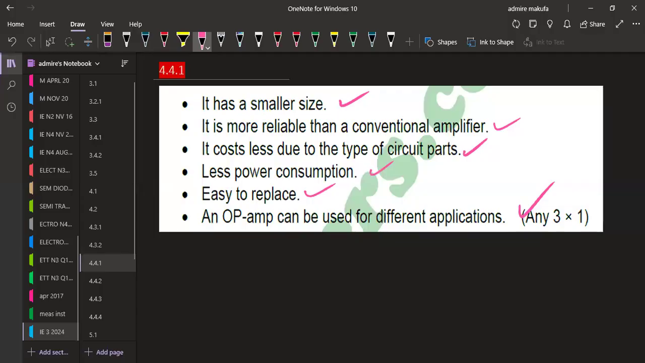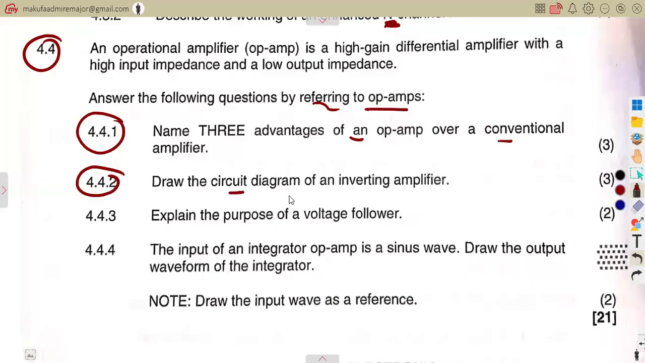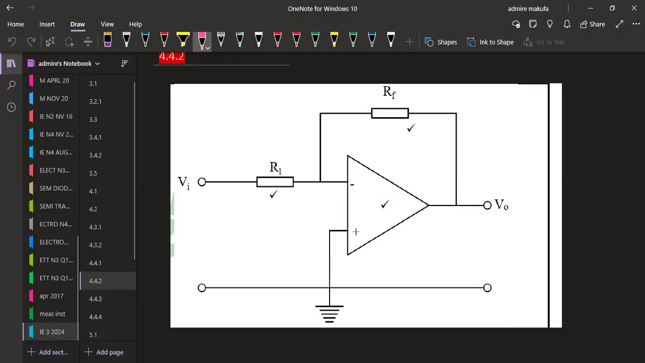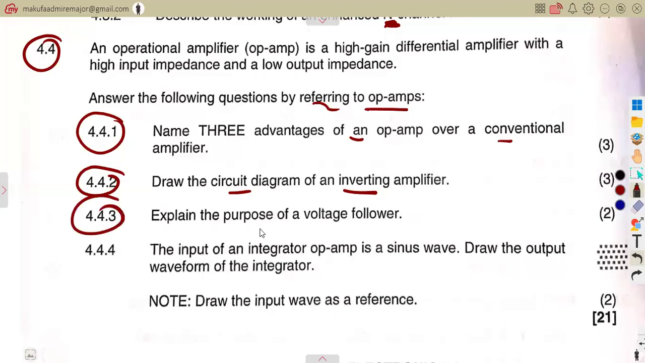Then on 4.4.2, draw the circuit diagram of an inverting amplifier. Working with our op amps, remember, you're supposed to know each and every type. So there they need us to indicate an inverting op amp. That is what you will need. Like I said, you must know each and every diagram. They're going to ask any diagram from there.